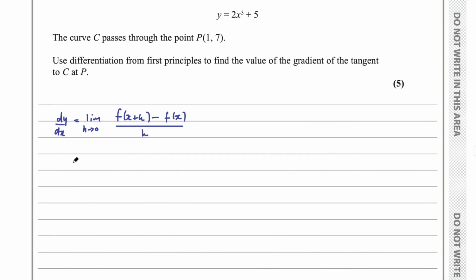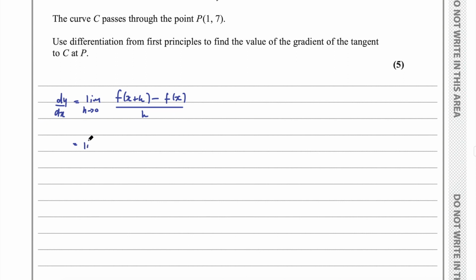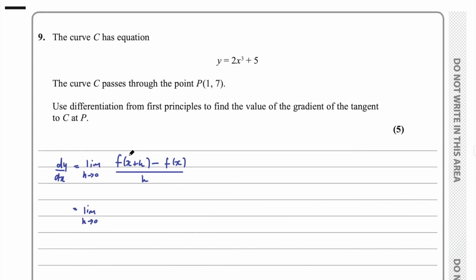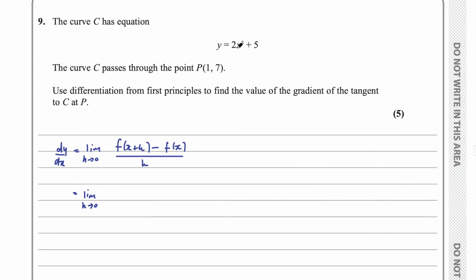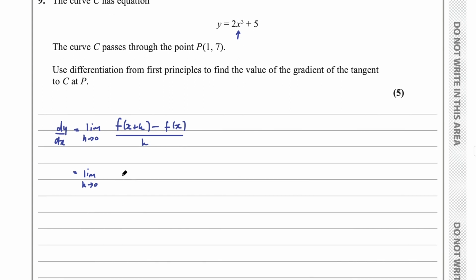Okay, so let's go ahead and substitute things into this. So always write your limit. Now when we've got x plus h as the input, we'll have x plus h cubed here. So we're putting that into this expression where x is. So this is going to be 2 times (x plus h) cubed plus 5. And then we subtract the function as it is. So it'll be just 2x cubed plus 5 in there. And that's all over h.